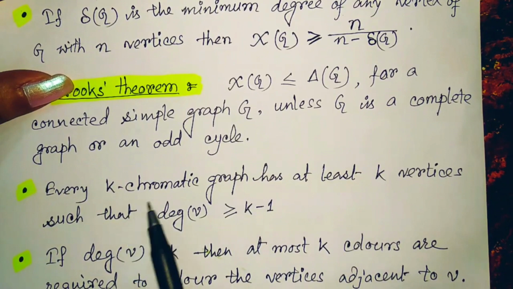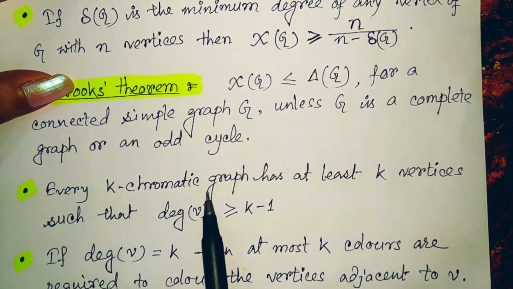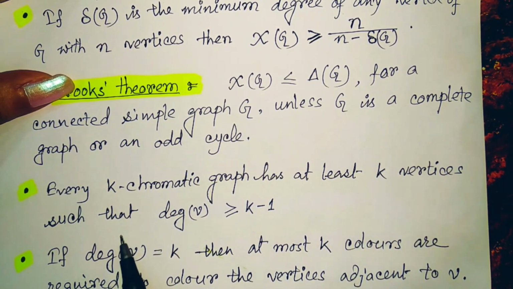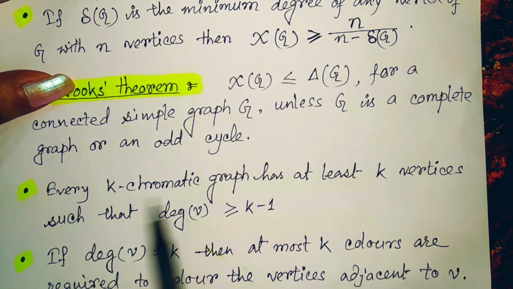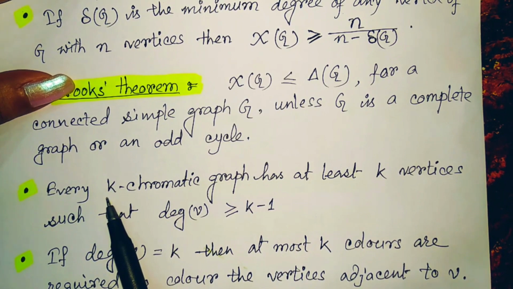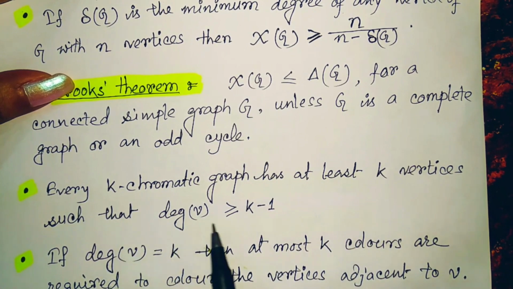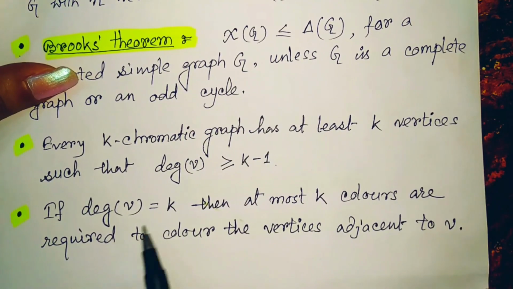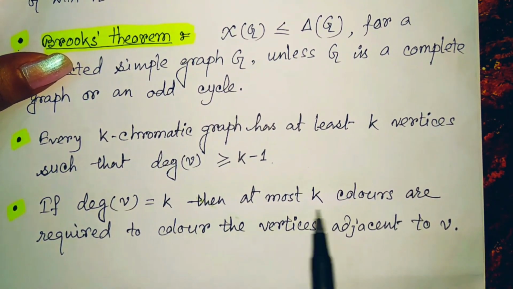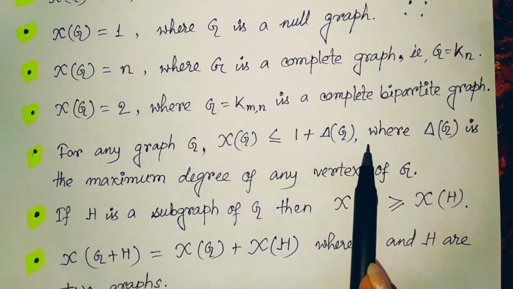Next, every k-chromatic graph has at least k vertices such that the degree of v is greater than or equal to k minus 1. K-chromatic means k colors are required to color the graph. So a k-chromatic graph has at least k vertices such that the degree of v should be greater than or equal to k minus 1. Next, if the degree of v is k, then at most k colors are required to color the vertices adjacent to v. That we will observe from this part also.